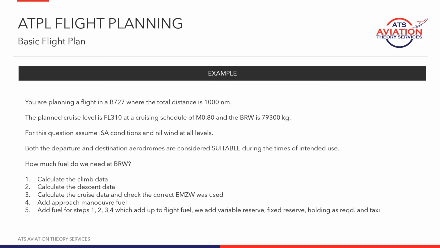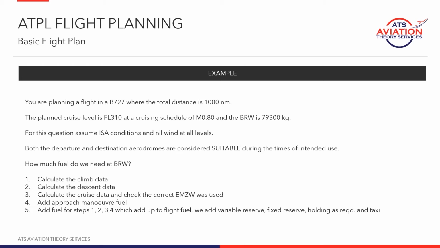You can see the information in the question. We have a 1,000-mile leg. We're going to be cruising at flight level 310, flying Mach 0.8, and we have a brakes release weight of 79.3 tonnes. We're going to assume icing conditions and nil wind at all levels. Both the departure and destination aerodromes are suitable during the times of intended use, so no weather holding required there.